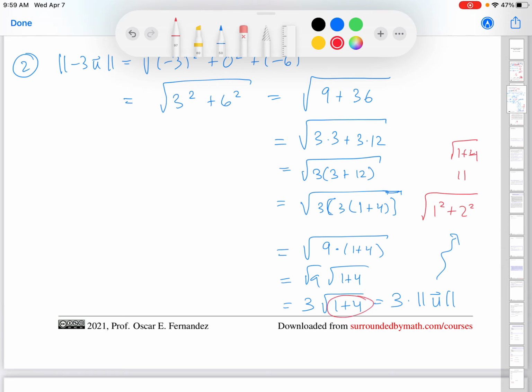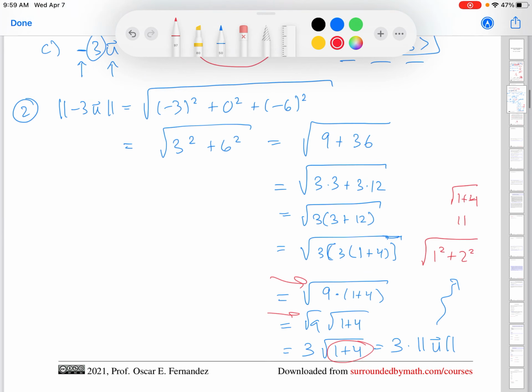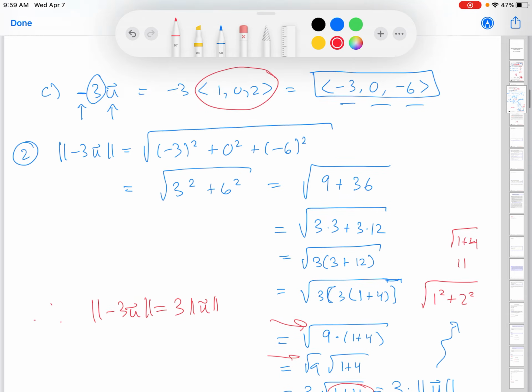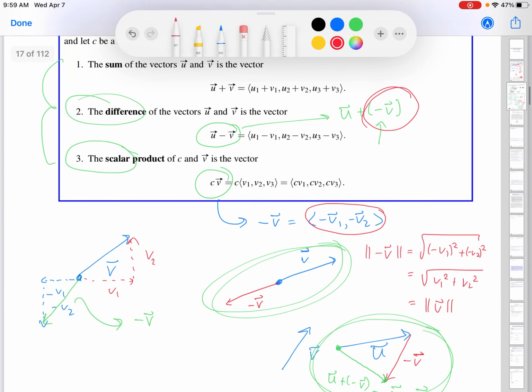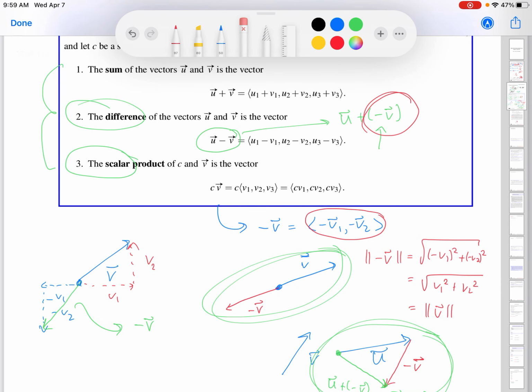Okay. So again, you could have done this a variety of different ways, but at least in the meantime, we had some review of some properties of radicals, and we get to the same endpoint. So I'm going to write here, therefore, the norm of minus 3u is 3 times the norm of u. So this gives us a little bit of a sense of, if I scroll back up to our definition, another aspect of what's going on in this part of the definition.